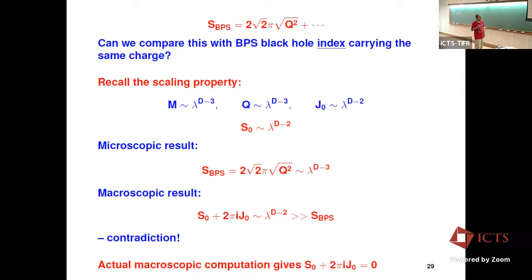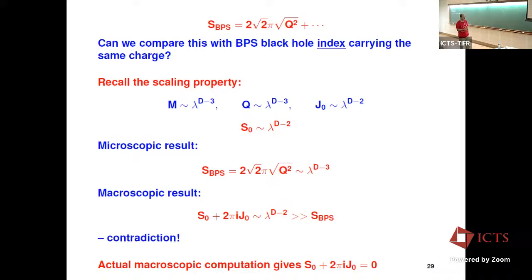And here one runs into some puzzles. Recall that we have the scaling property that I described earlier. Using this scaling property, one finds that this entropy should scale as lambda to the d minus 2. J0 also scales as lambda to the d minus 2. But the microscopic result is given here, and if you look at the scaling property, we see that it goes as lambda to the d minus 3. So there is a contradiction. S0 and J0 are much larger than the microscopic entropy in the large lambda limit.